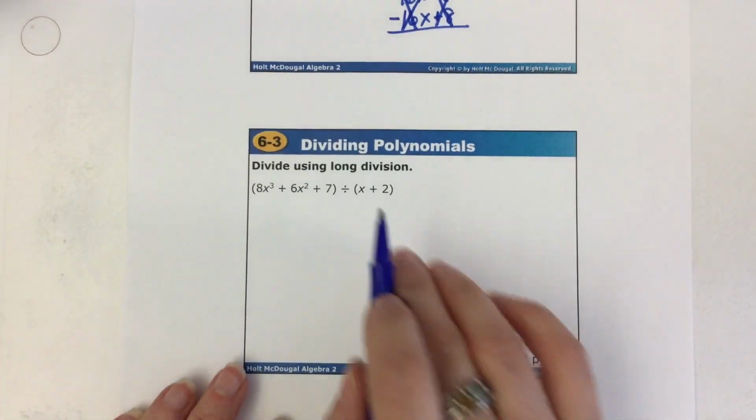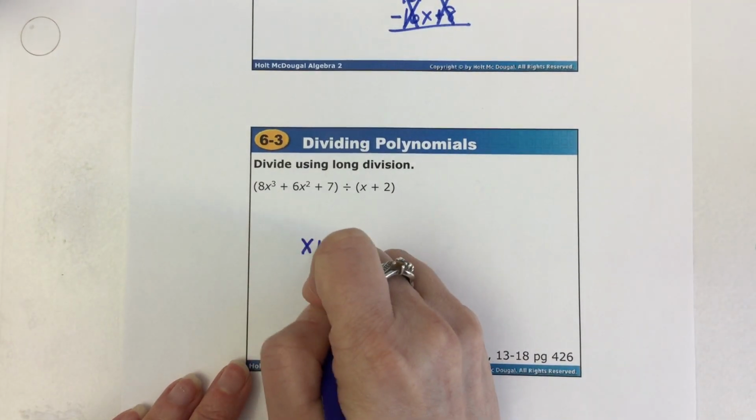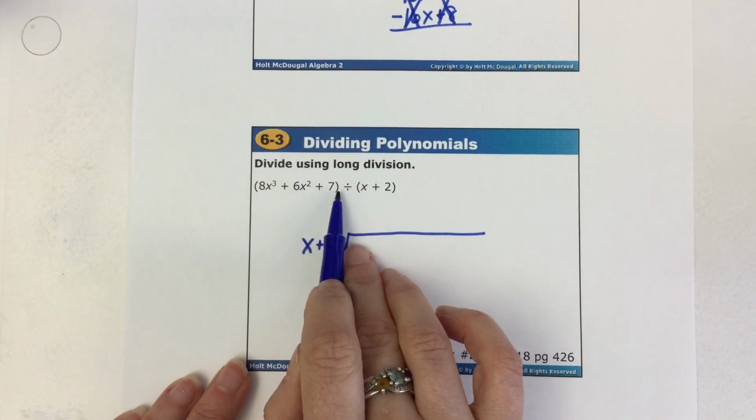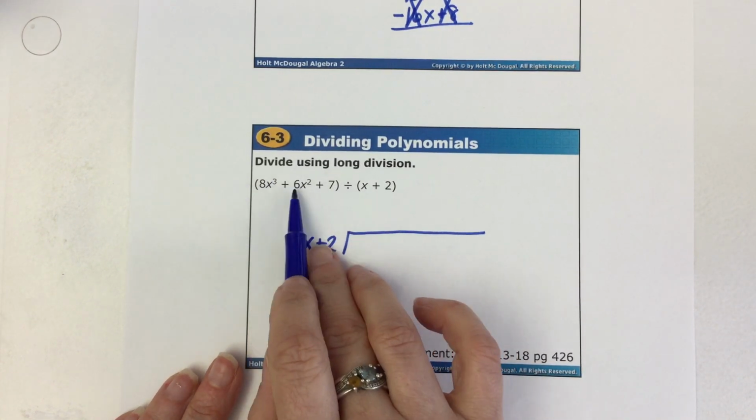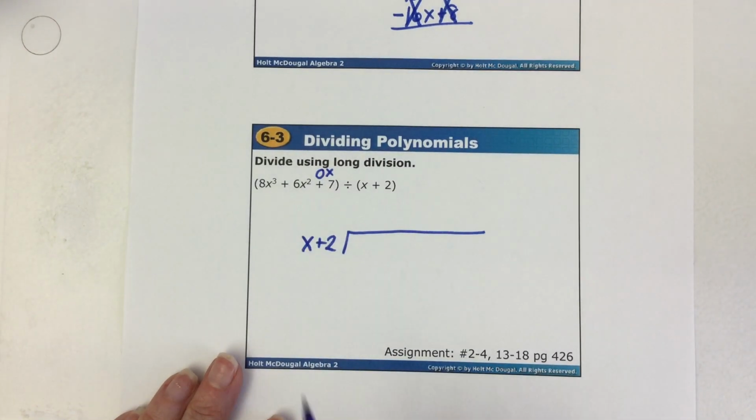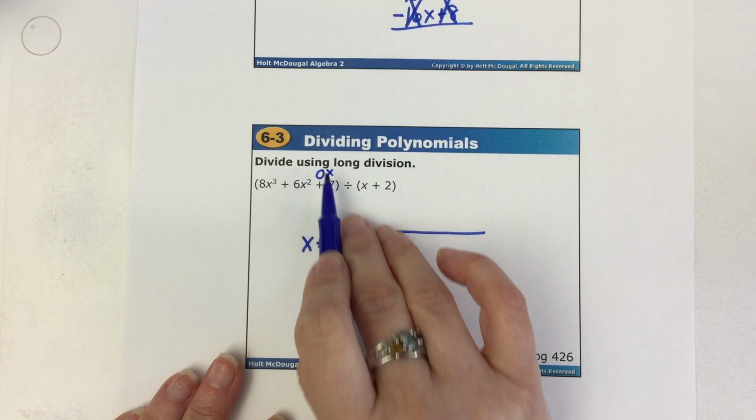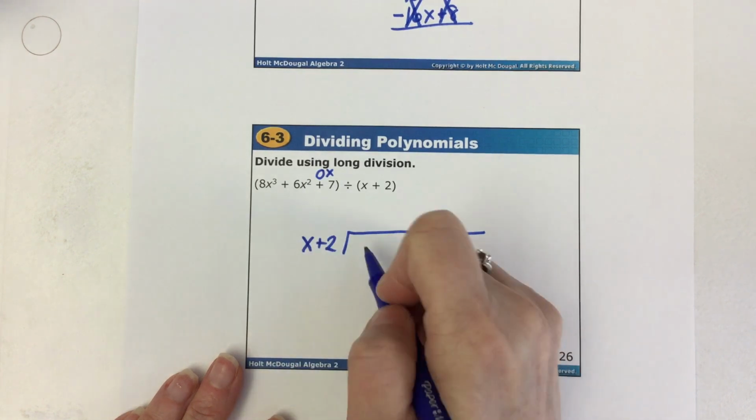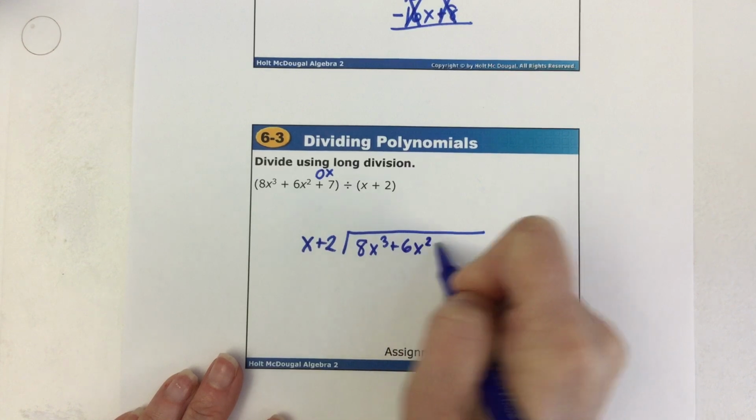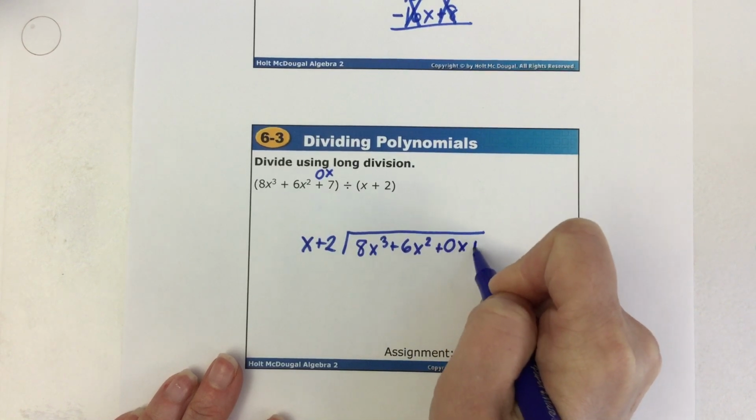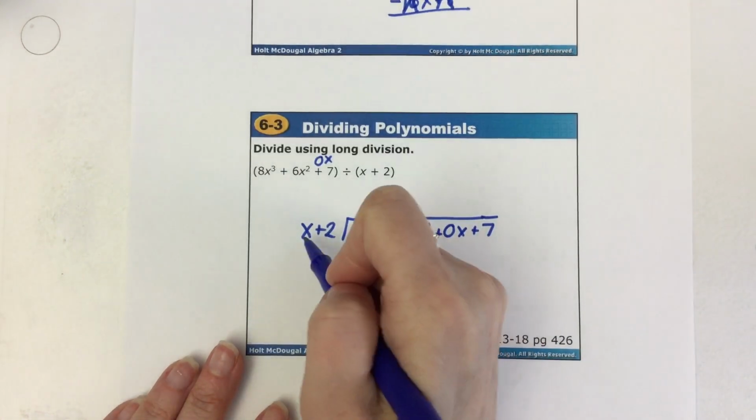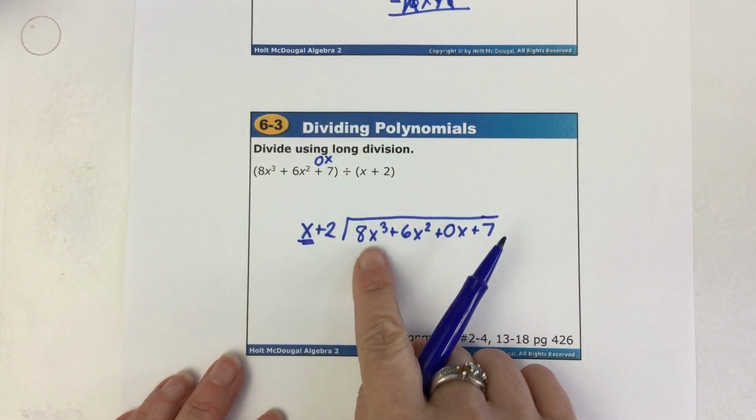Last one. Whatever you're dividing by goes on the outside. 3x's, 2x's, no x's. You cannot go 3, 2, 0. So I need to add in a 0x. That way it's 3x's, 2x's, 1x, no x's. 8x cubed plus 6x squared plus 0x plus 7. 3, 2, 1, 0. Now I need x to become 8x cubed.